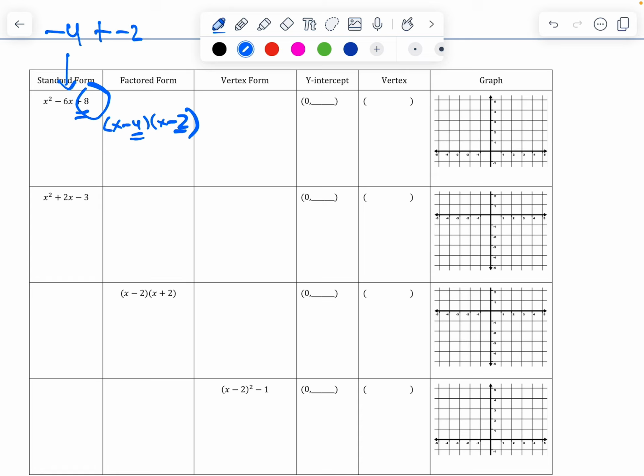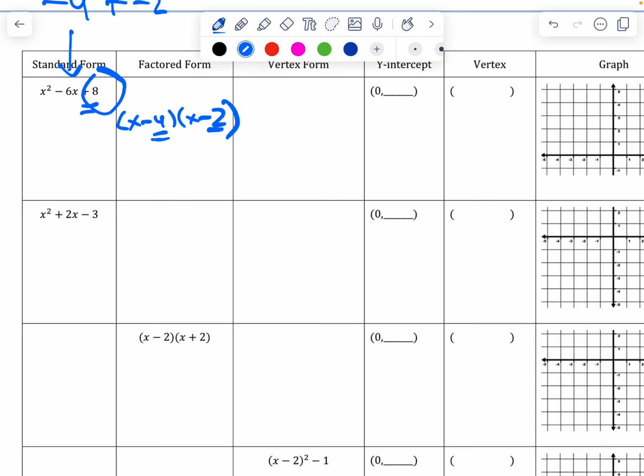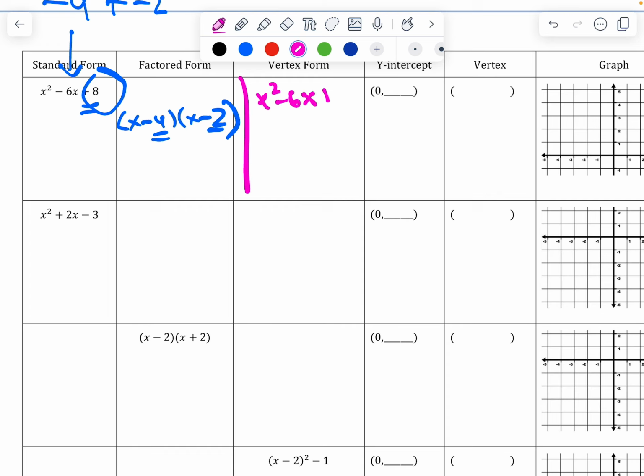So that's factored form. Now, vertex form. To convert this into vertex form, let me try to zoom in a little bit. We have our original equation, which is x squared minus 6x plus 8. We're going to follow that same process. Half of -6 is -3. We're going to bring down the 8, and we're minusing that squared, which is 9. Clean it up and it gives you x minus 3 squared minus 1.